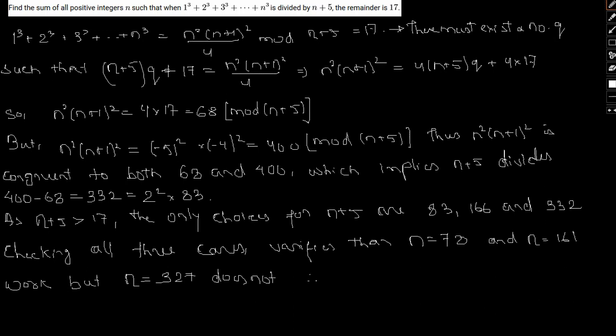So therefore the required sum is 78 plus 161 equal to 239, which is our answer.